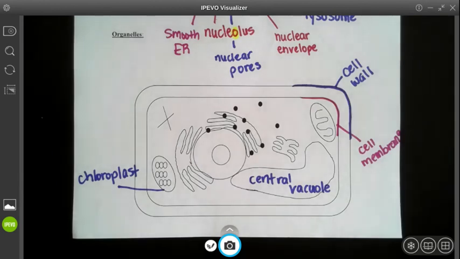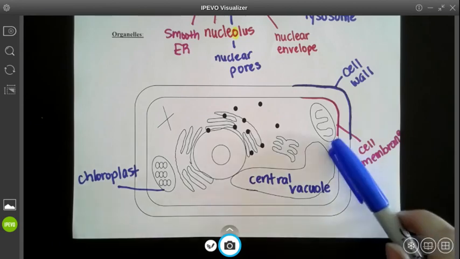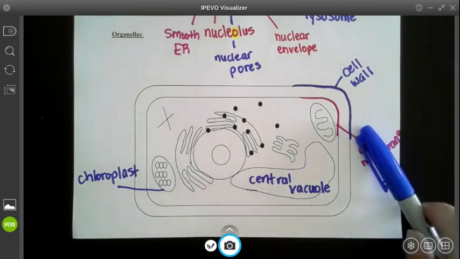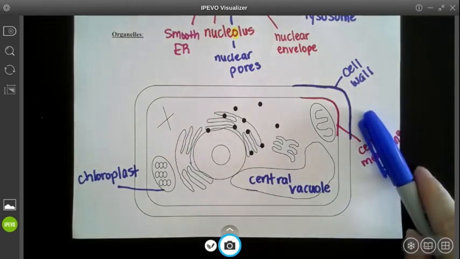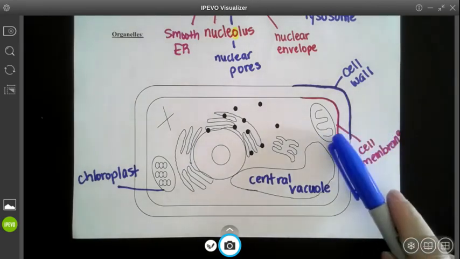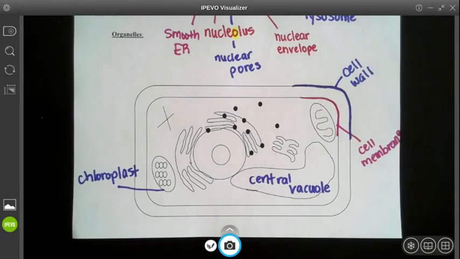Now, the cell membrane is found in all cells, no matter what type. It's found in animals, plant cells, and also prokaryotes. The cell membrane is always on the inside of the cell wall. I've had students mix this up in the past, so I want to make sure you understand. The cell membrane is the inside layer, and the cell wall is the outside. You do not want the structure that protects the cell to be inside the cell membrane, because then the cell membrane would not be protected.